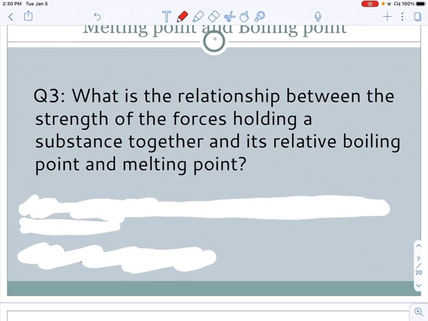Question 3. What is the relationship between the strength of the forces holding a substance together and its relative boiling and melting point? Well, if something has strong forces holding it together, that means it's going to be hard to boil that substance. The boiling of a substance means that you're freeing molecules from the liquid. And to do that, you have to give it enough energy to get those molecules away from the surface of a liquid. So molecules with strong forces of attraction tend to have high boiling points.